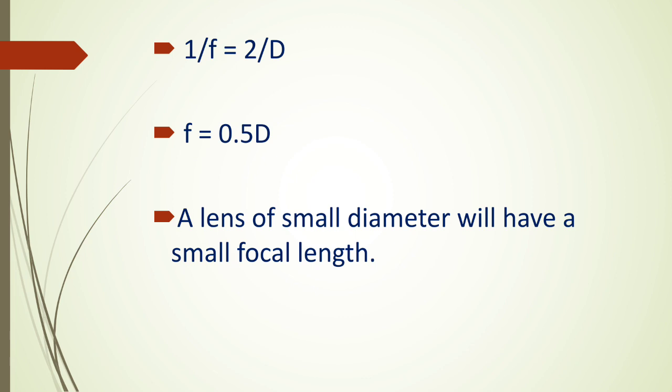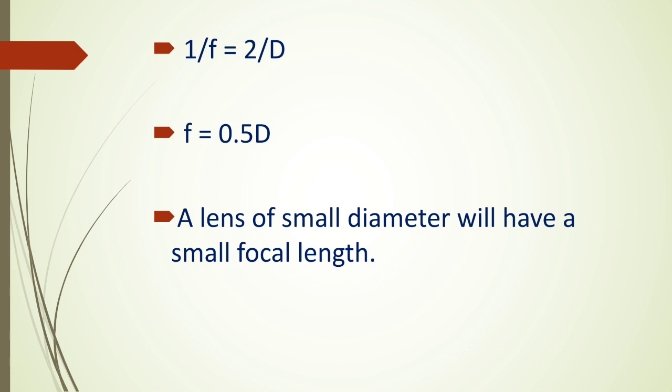This equation shows that the focal length of a spherical lens is directly proportional to its diameter. So if we want to change the focal length of a spherical lens, we need to change the diameter of the lens.